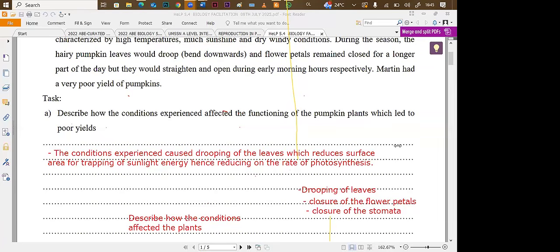The closing of the flower petals reduced pollination as the pistils and stamens were not being accessed by the agents of pollination, and therefore a few pumpkin fruits were formed. Okay, thank you for that.